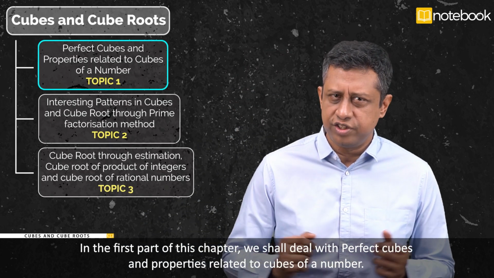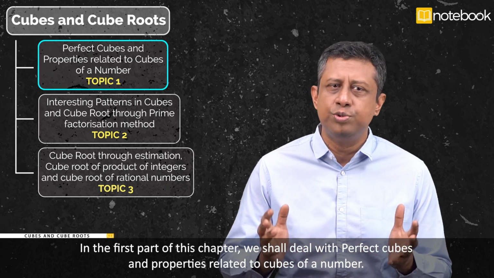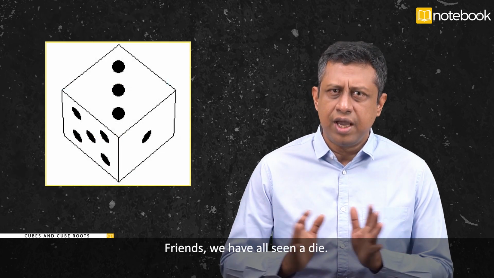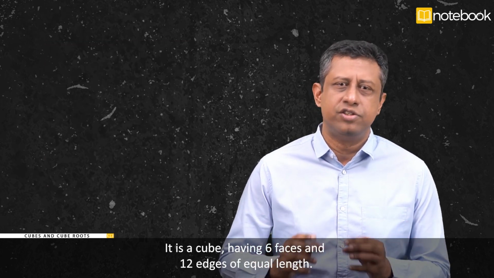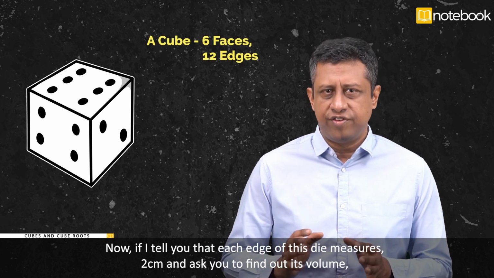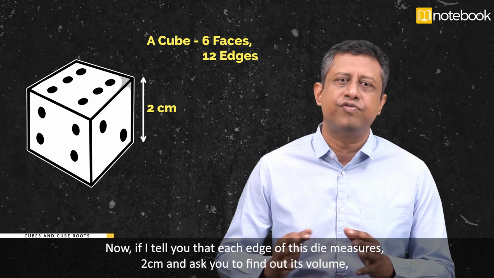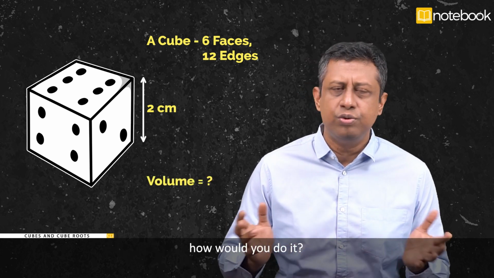As Dimitri has already made it clear, today we shall discuss the chapter Cubes and Cube Roots. In the first part of this chapter, we shall deal with perfect cubes and properties related to cubes of a number. Friends, we have all seen a die. It is a cube having 6 faces and 12 edges of equal length. Now, if I tell you that each edge of this die measures 2 centimeters and ask you to find out its volume, how would you do it?